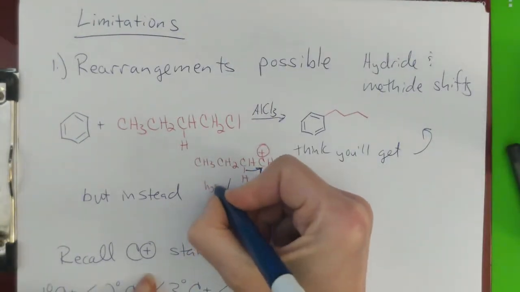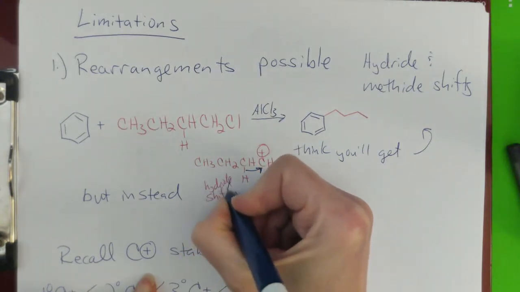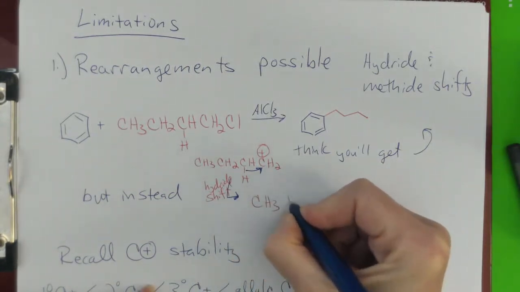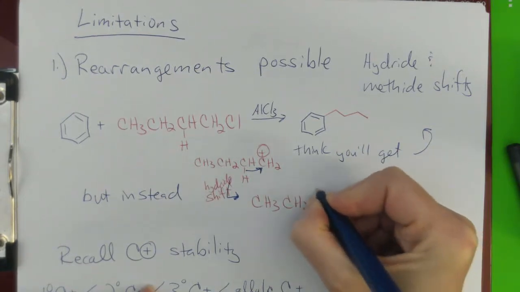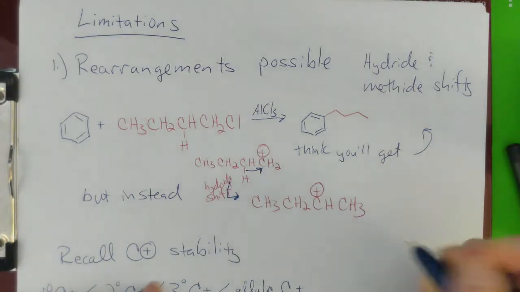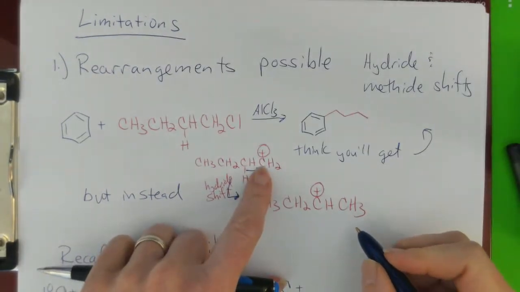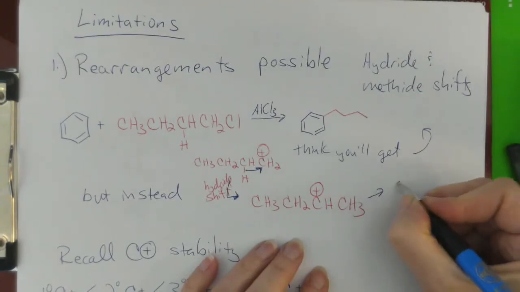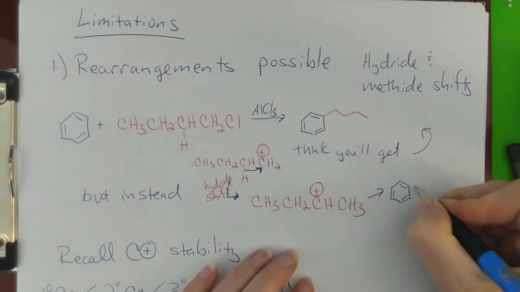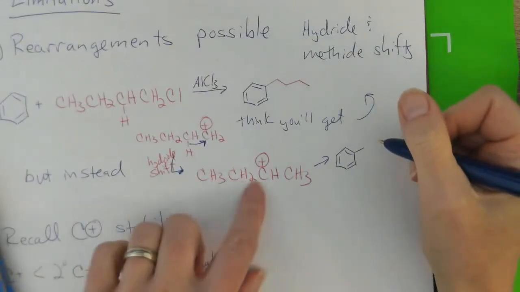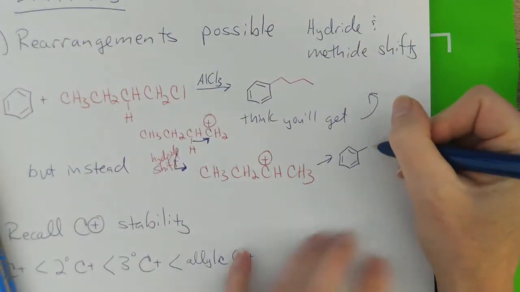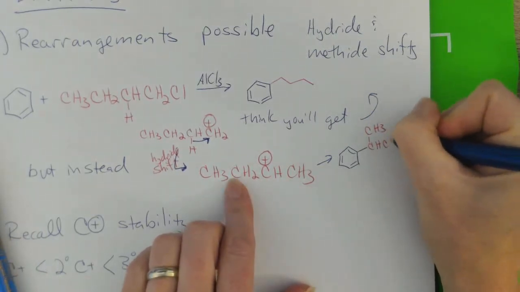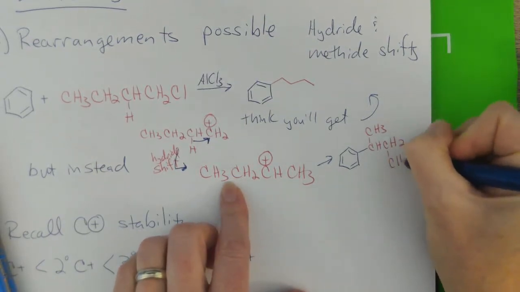So again, this is a hydride shift. And let's just make that arrow look a little nicer. And instead, if we do that, then we get a secondary carbocation, which is more stable than a primary carbocation. So what we actually get way more of in our product is this. And so again, reacting with our benzene in the presence of our catalyst, what we get instead, much more of compared to this, is this here. I'm going to draw this down just because I'm running out of room.